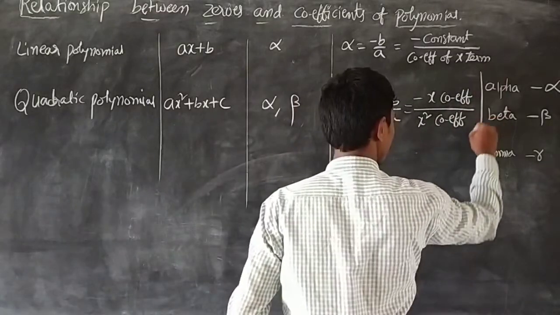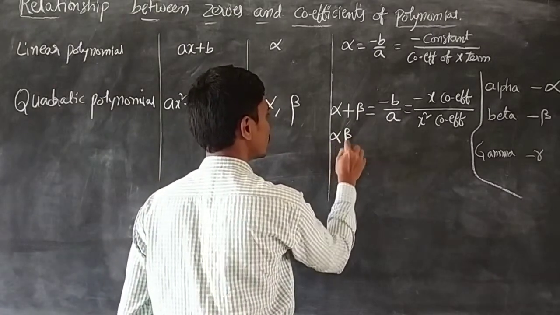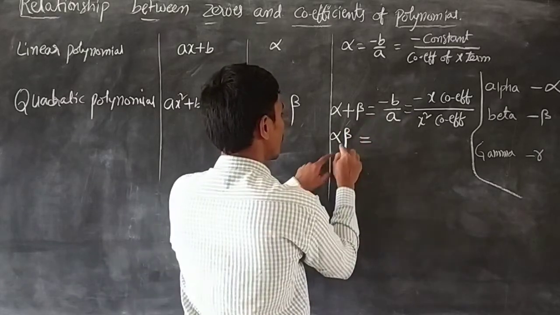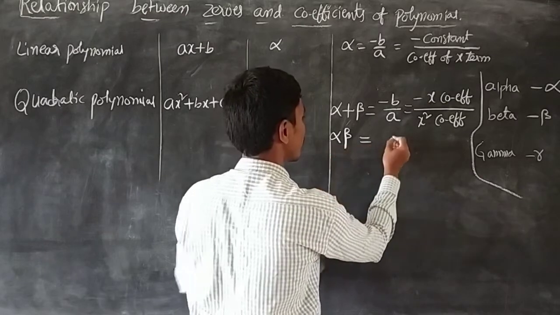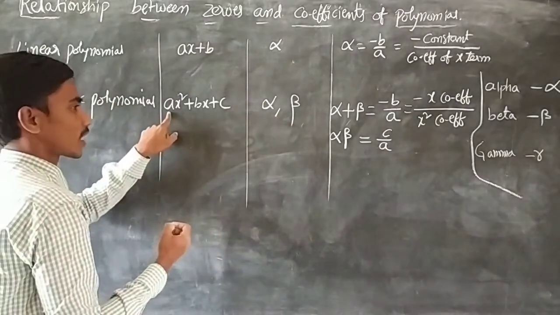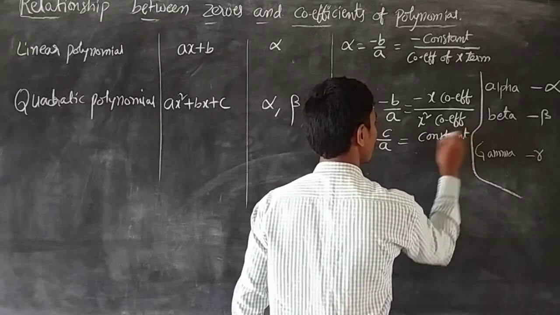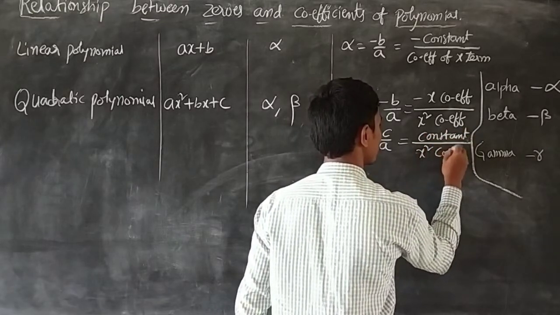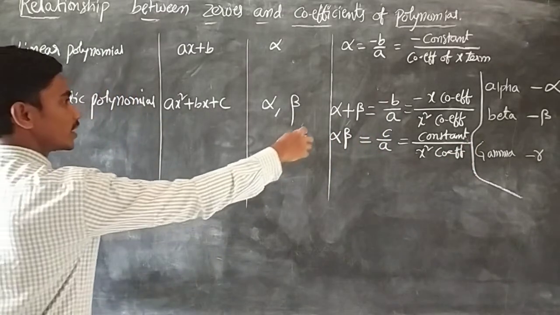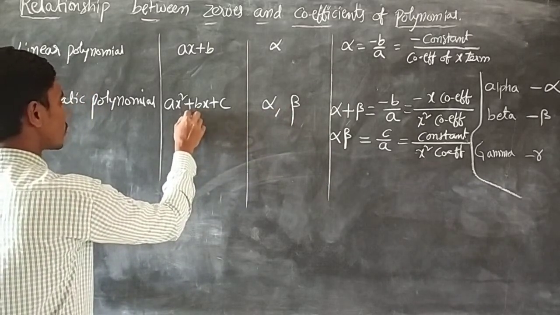Next, alpha beta, the product of the roots. Alpha plus beta is the sum of the roots. Alpha into beta is equal to the product of the roots. The product of the roots is related by c by a. Here c means constant and a means x square coefficient, that is equal to the constant by the x square coefficient. This is the relationship between the zeros of a quadratic polynomial and the coefficients in the quadratic polynomial.